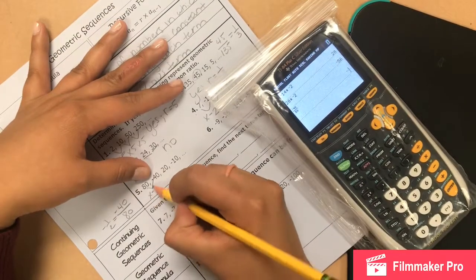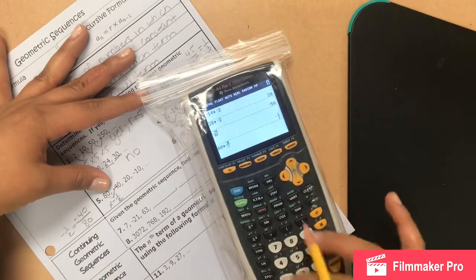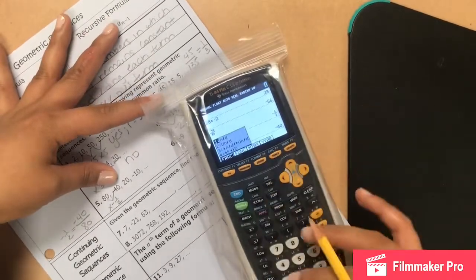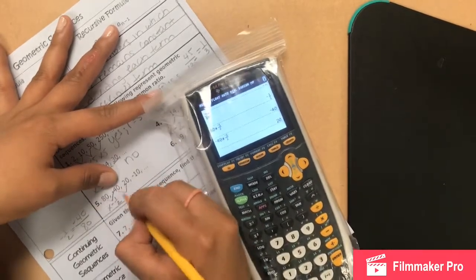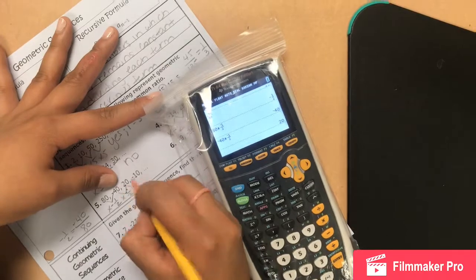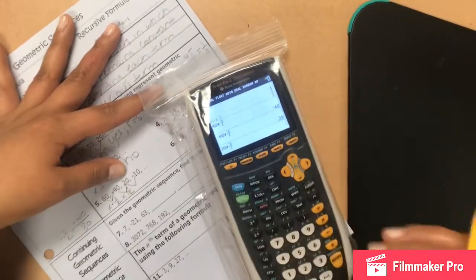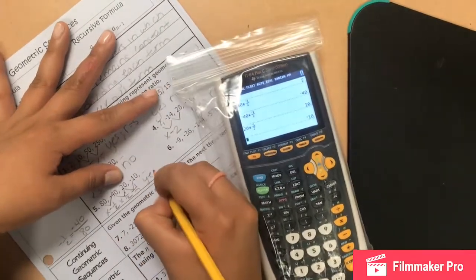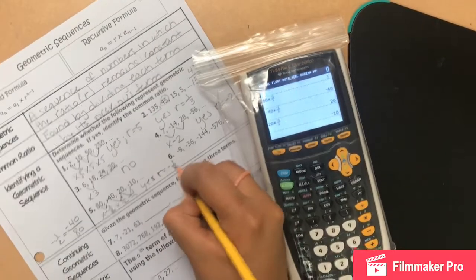So let's see. If I do 80 times negative 1/2, I get negative 40. And then if I do negative 40 times negative 1/2, I get 20. So far so good. If I do 20 times negative 1/2, then it's negative 10. So yes, this is geometric. Sorry for that. And my common ratio is negative 1/2.